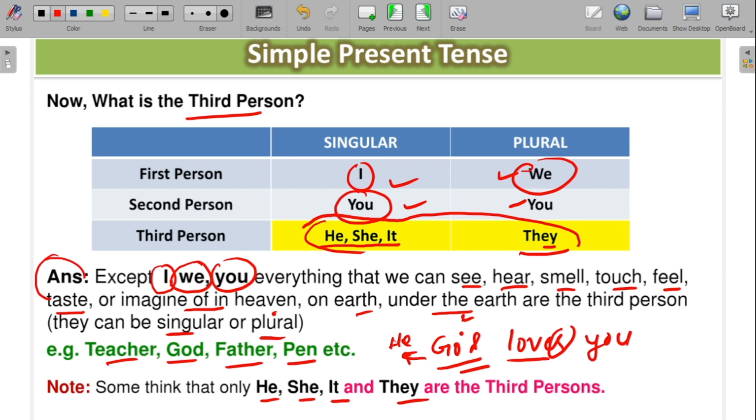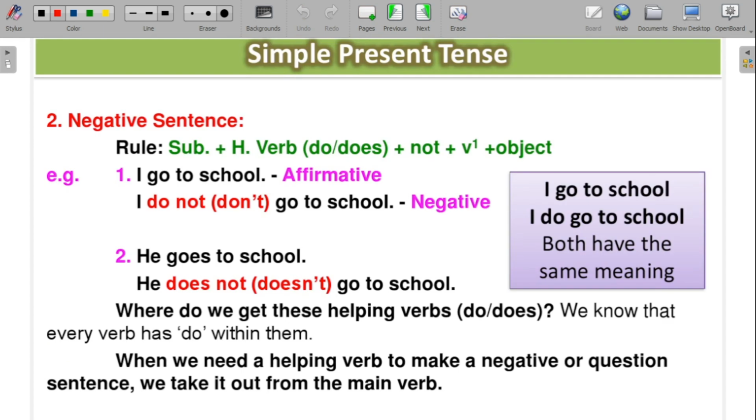If you want to be fluent and confident enough to speak English in front of people, or to express anything to people in English, you should be very confident and fluent, and you should know these small things in the English language. I hope you have understood so far. Now let's go to the next slide and understand more.